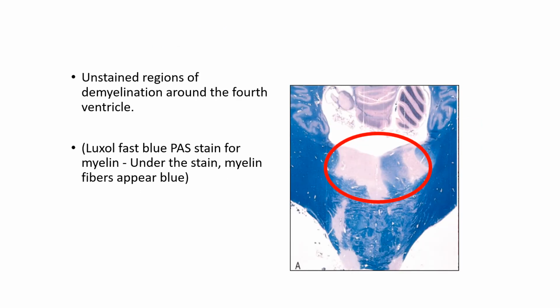This is the histological view of the plaque. As you can see, these areas are not taking up the blue stain of Luxol Fast Blue. This means that these areas are demyelinated.